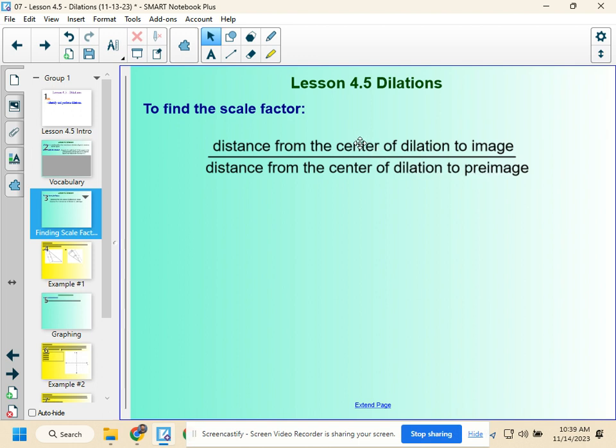And I know we're using some words there, center of dilation, that we haven't really talked about yet. For the most part, we're not going to. Our centers will always be the origin. It's basically the point from where we're stretching or shrinking. But we'll always be at the origin. So add this to your notes on how to find scale factor: distance from center to image over the distance from center to pre-image. We'll practice that here in our first example once we get there.